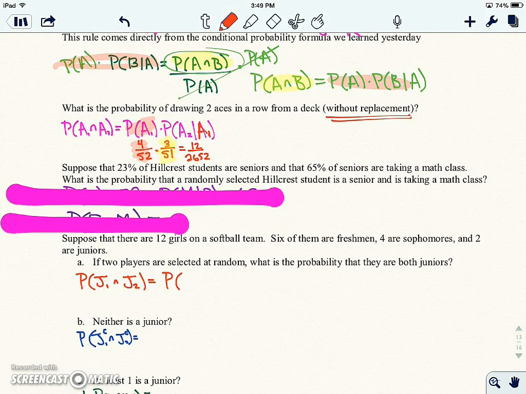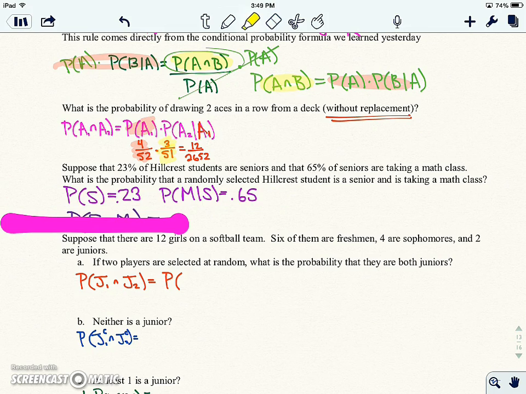Suppose that 23% of Hillcrest students are seniors and 65% of seniors are taking a math class. What is the probability that a randomly selected Hillcrest student is a senior and taking a math class? So first I'm going to define the variables. The probability of being a senior is 23%, and the probability that the seniors are taking a math class is 65%. Notice how I wrote that last one. I said probability, we know they're seniors already, so that's the given, and that they are taking a math class. So given that they're seniors, the probability that they're taking a math class. So I wrote it in the given format.